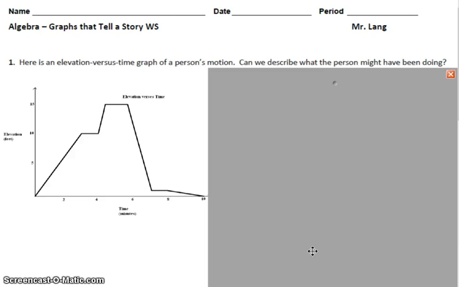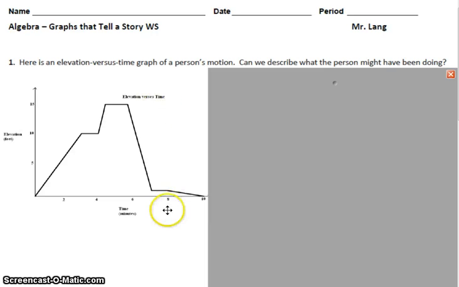So let's get started. We're just going to look at question number 1 today. And it reads, here is an elevation versus time graph of a person's motion. Can we describe what the person might have been doing? So an elevation versus time graph is pretty typical for graphs that tell a story. And before we think about a topic of what the person might have been doing, I think it helps to take a closer look at the details of the graph.